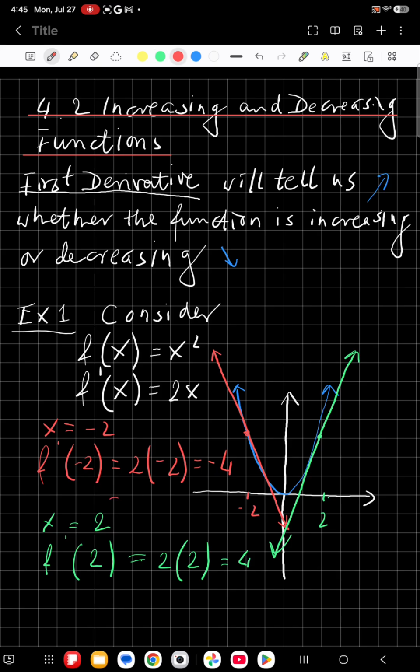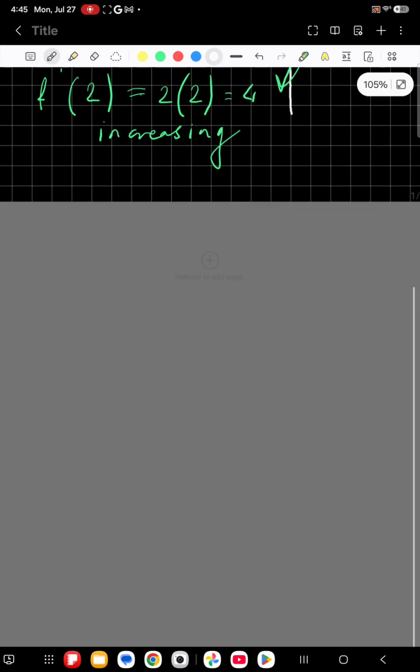So decreasing. Let me try again. I touched the screen. So where are we here? So decreasing and increasing. All right, so our task in this particular section will be determining whether in a certain interval the first derivative is negative or positive. All right, so let's do another example.